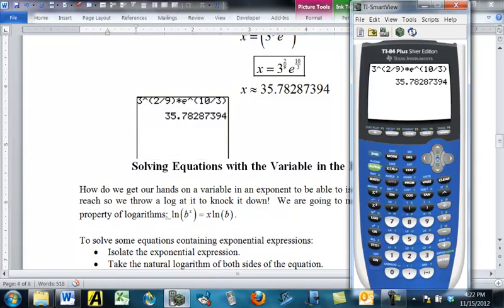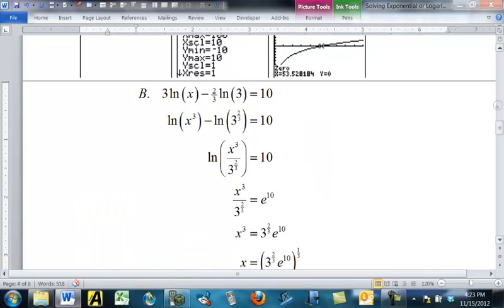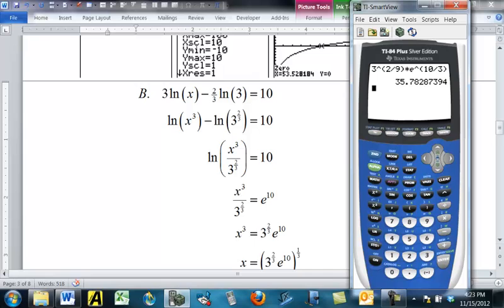Continuing on. Okay, how could we do this one approximately on the calculator? Actually, this one in a way is a little bit easier because we don't have to use the change of base formula, because we do have an ln button. So we can type it pretty much like it looks. 3 ln of x minus, let's put that in parentheses, 2/3 ln of 3. And let's go ahead and just say minus 10 and see when that's equal to 0.